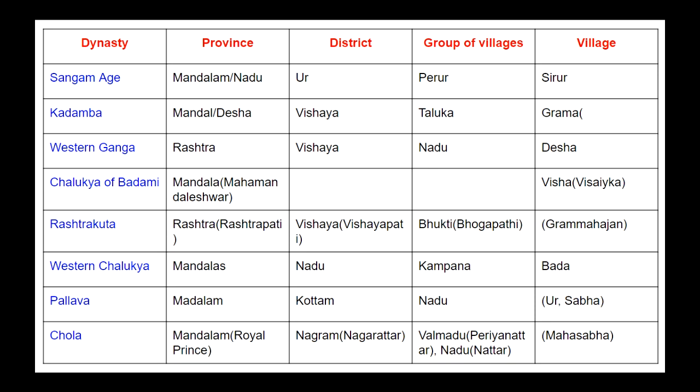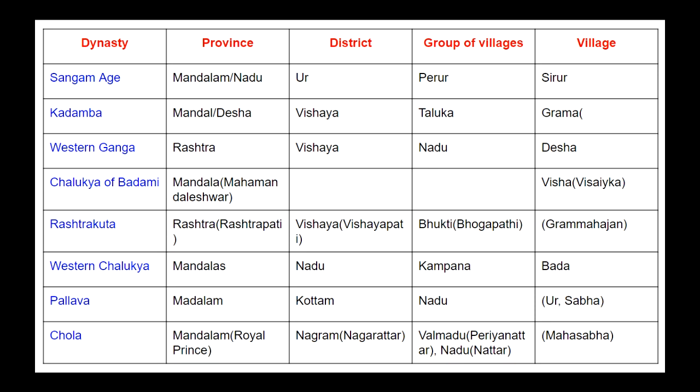Western Chalukya. The territorial divisions were Mandalas, then Nadu, then Kampana, and then Bada, Pallava. Mandalam, Kottam, Nadu, and the village was controlled by Ur and Sava.